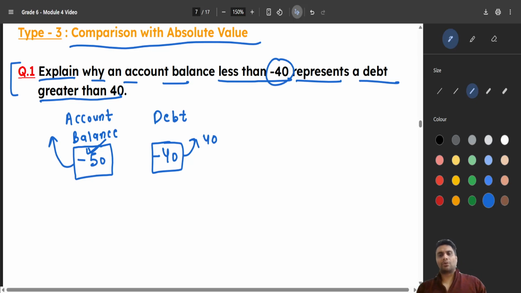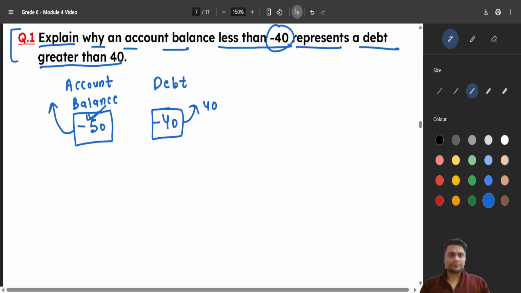This question is not very important from the exam point of view, but I just had to explain all types of questions, so I explained this one. You can ignore it also in the books.